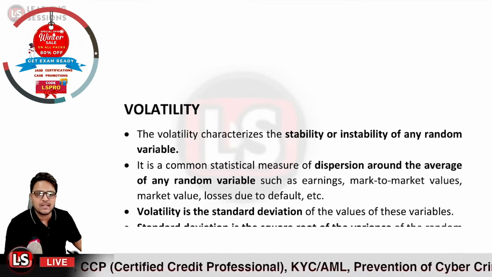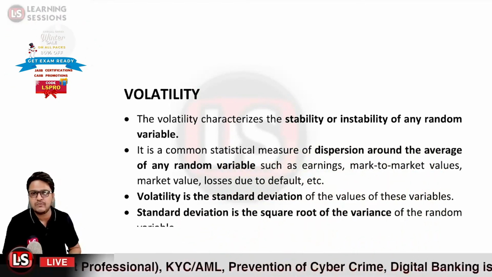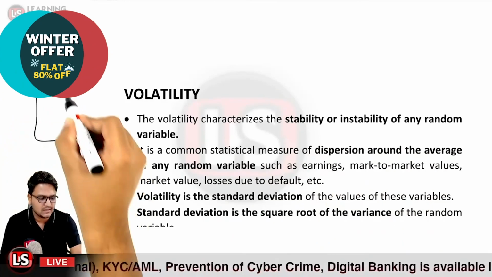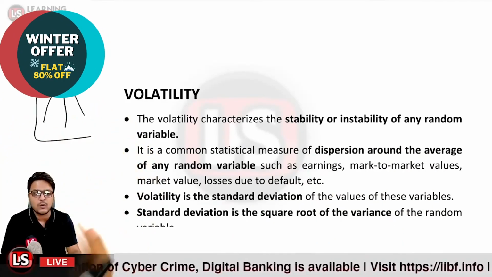Okay, so it is said that volatility characterizes the stability or instability of any random variable. So we considered graphically the mean value, whether it is stable or not stable, that is, how it is dispersed.